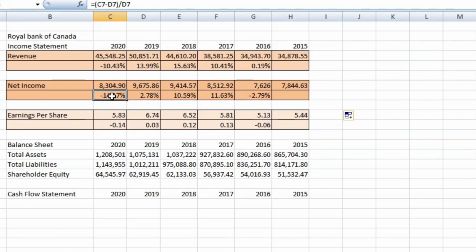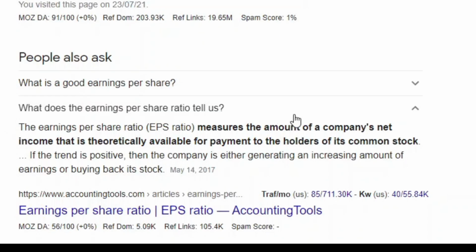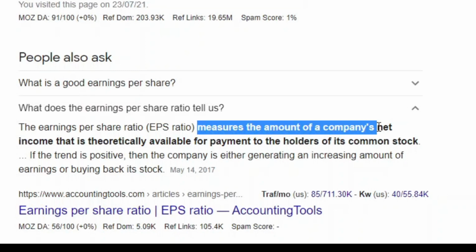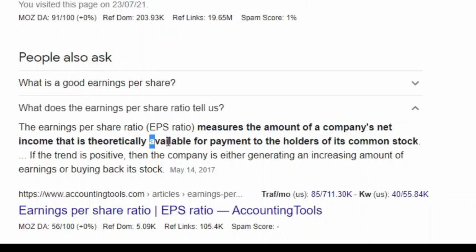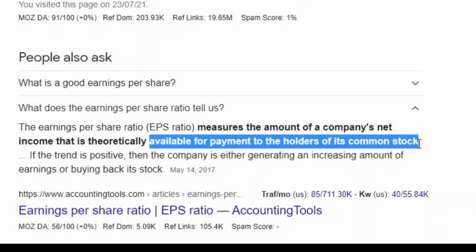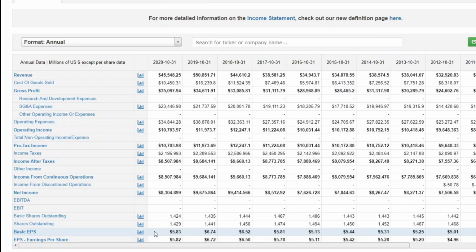It's actually 14% here. This net income essentially will have an effect on the earnings per share. The earnings per share measures the amount of the company's net income available for payment to the holders of its common stock. Therefore, earnings per share is what a shareholder could potentially receive per share from the company. Earnings per share has always been positive. If you see here from 2015, it actually went from 5.44, 5.13 to 5.83.